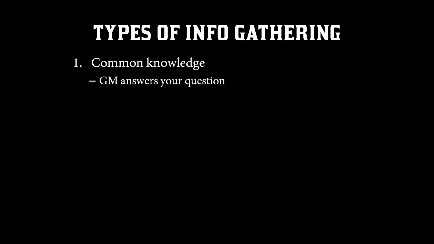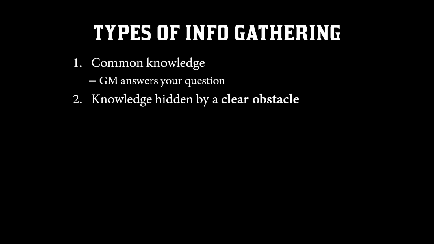So there are different types of information gathering. In the case that the information is common knowledge, the GM should just give the player the information they want. So, how often does it rain in Duskfall? Oh, it rains pretty much every day. Okay, that's common knowledge. The PCs have lived there for a while. They just know this, right? There's no need to do a roll, anything fancy. You just give the information.